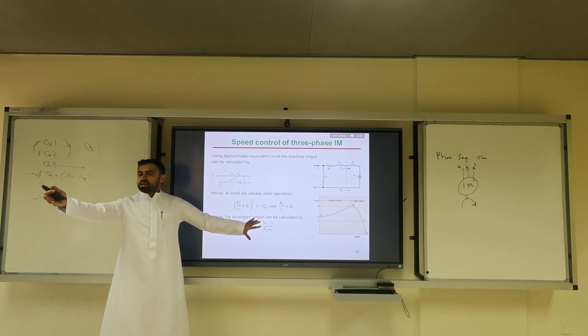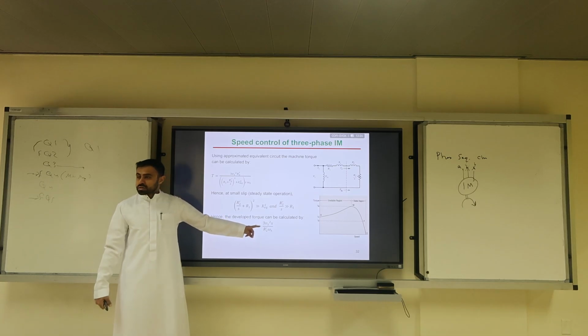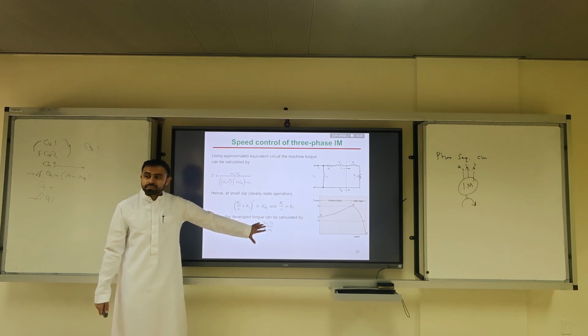Who's doing the formula sheet? Not here today? Tell the formula sheet guy to put this equation. This is very important for the test. Any question about this equation?